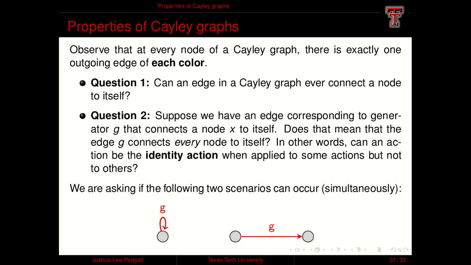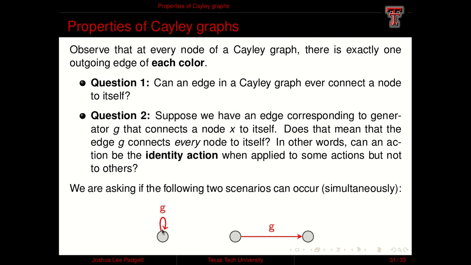So the natural question is, can an edge in a Cayley graph ever connect a node to itself? Basically, can I take this action and it just loops onto itself? Now, this should seem like something that makes sense. Why? If I were to give the identity action a color, then this would be exactly what it represents, right? The identity action would simply take whatever I apply it to back to itself.